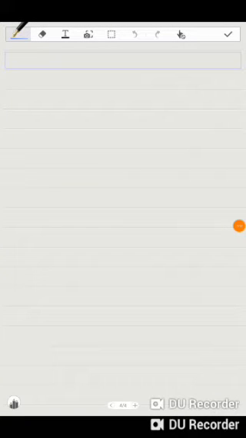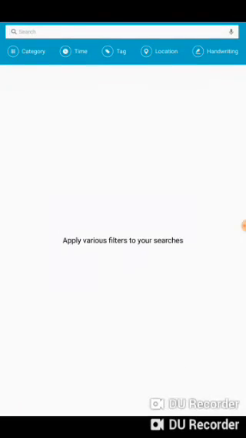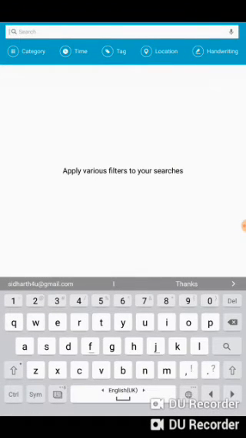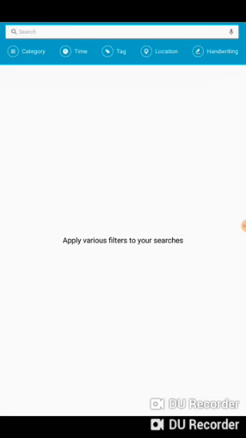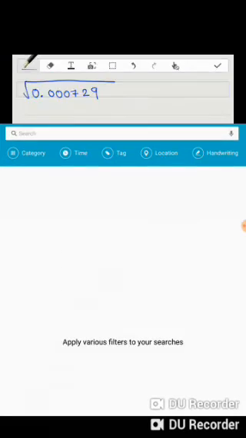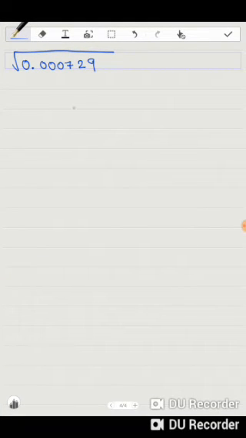Now let's look at another one. If I have to find the square root of 0.000729, I'll do it exactly in the same fashion. So 0.000729.